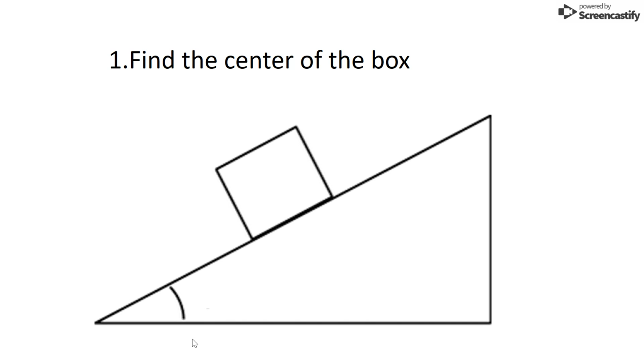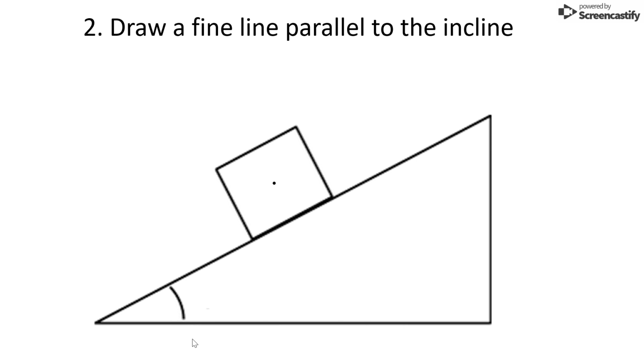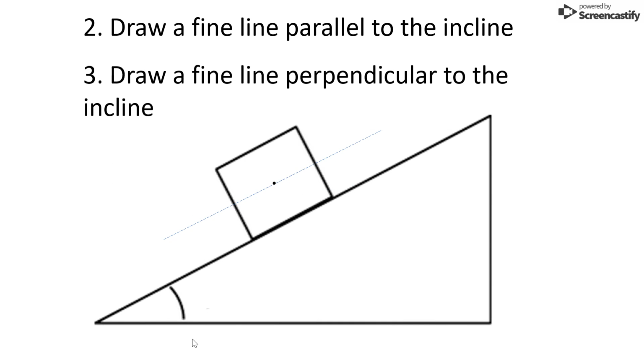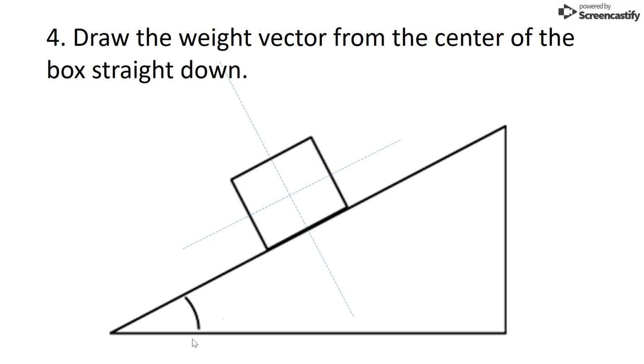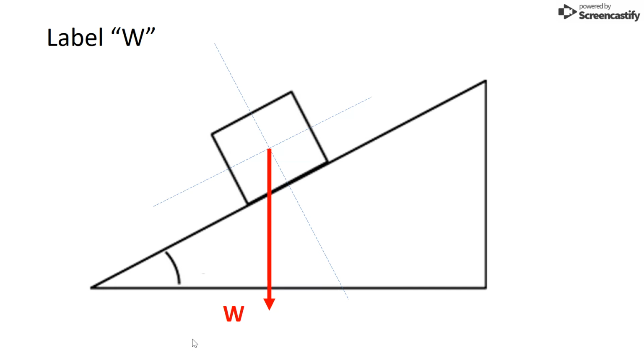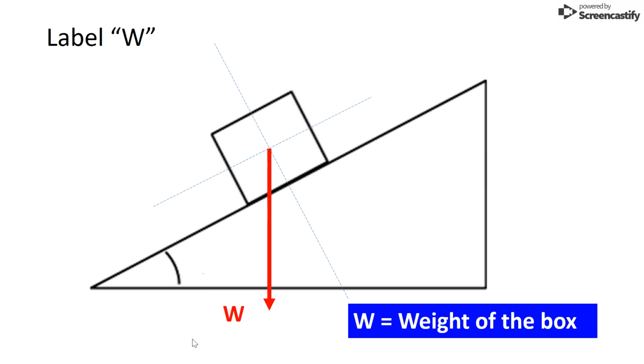First, find the center of the box. Next, draw a fine line parallel to the incline. Also, draw a fine line perpendicular to the incline. Now, draw the weight vector from the center of the box straight down. Label this vector uppercase W, which stands for the weight of the box.